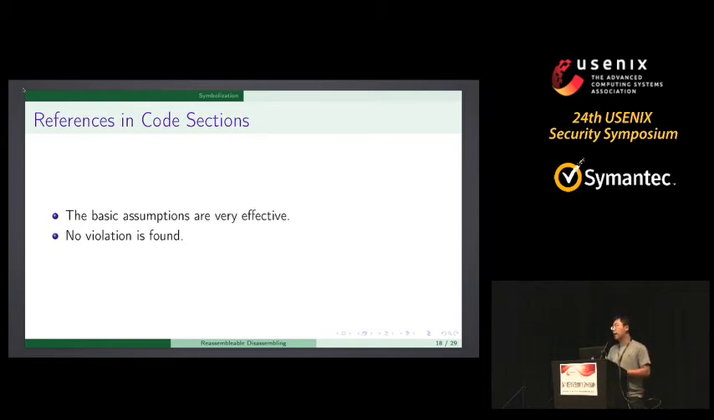Our first task is to identify memory references in the code section, which is code to code and also code to data. It turns out that our basic assumptions are very effective. Our evaluation shows that we do not find any false positive or false negative after evaluating all of our test cases.